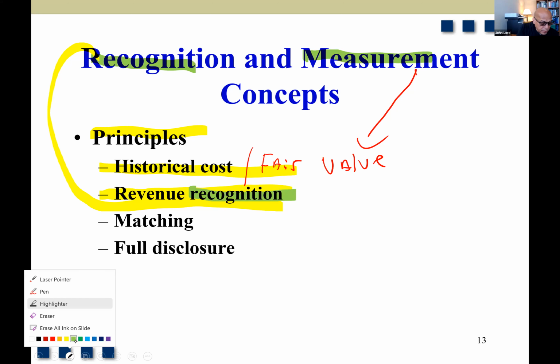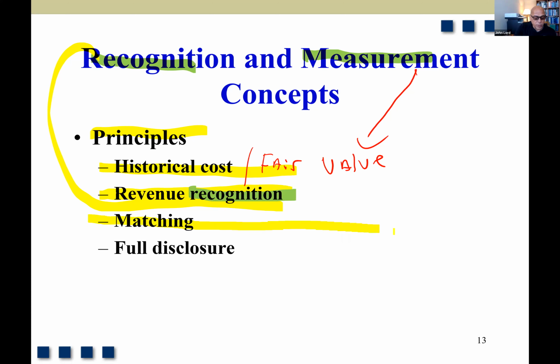Matching is what period do you report that, okay? And so we want to not only make sure that we have recorded the revenue once it has actually been earned, right? But also do we report it in the right period? And that's the matching principle.